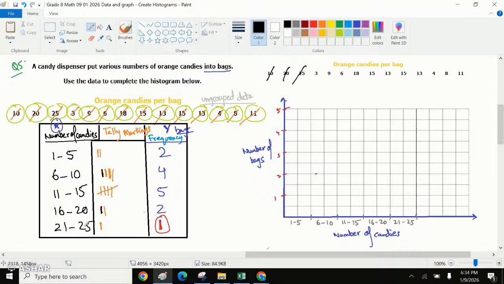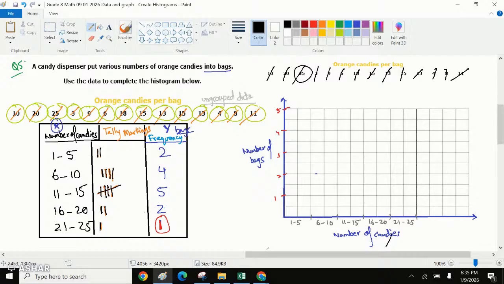Then the number was 25. There was one number in the range of 21 to 25, right? Then 3 was in this range. Then 9 is in this range, 6 is in this range, 18 is in this range, 15 is in this range. 13 is in the same range as 15. Then we have again 15, then a 13. Then we had a 4, so we mark over here. Then we had an 8, another 8, and an 11. So we do a marking over here.